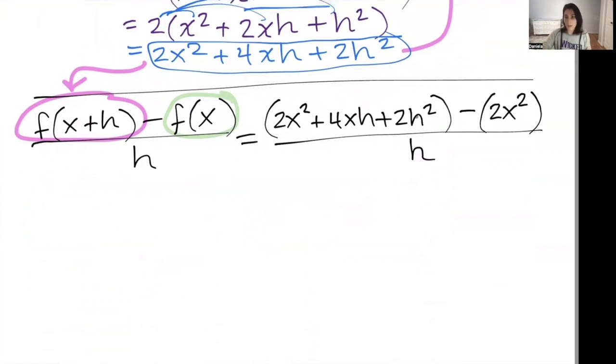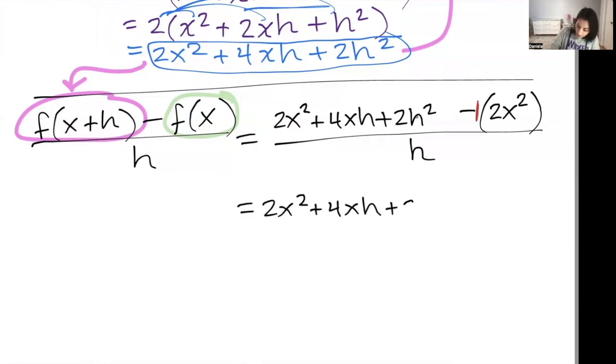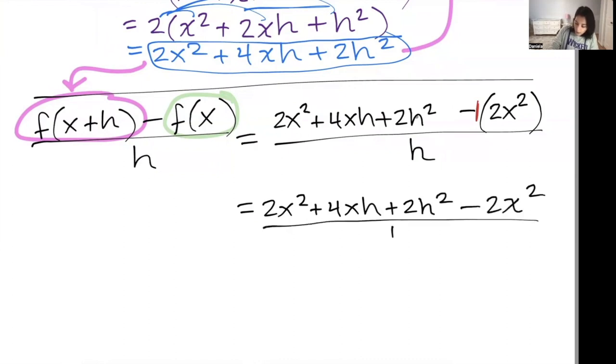Do I need those parentheses? We never need that first set of parentheses, right? Only the second set of parentheses, because you're technically multiplying by -1. So that sign will end up being different. So that's 2x squared. I'm just copying down those first 3 terms. And now the only thing that will change is the sign of the f of x. So it will be minus 2x squared all over h, okay?